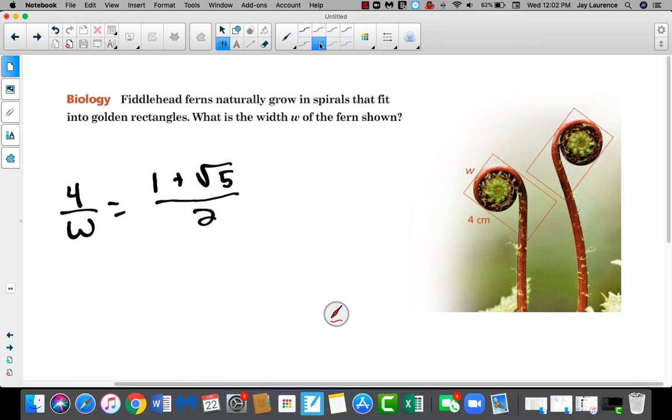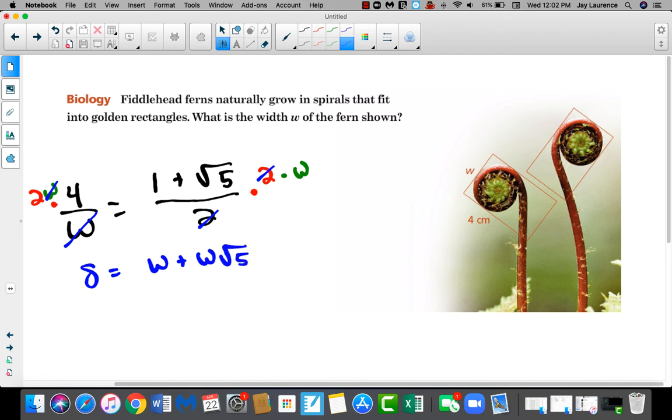Okay? Now, I'm going to multiply to get rid of my denominators. So I got to multiply this side by 2, but that means I have to multiply that side by 2. And I have to multiply the left-hand side by W. But then I have to do that on the right-hand side. All right. When I do that, the W here is going to cancel, and I'm going to have an 8. And over here, the 2 is going to cancel, and I have to distribute the W. I'm going to get W plus W times the square root of 5.